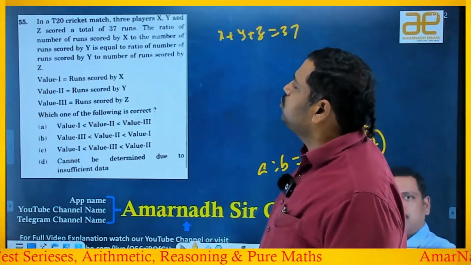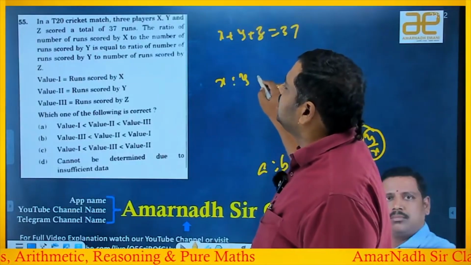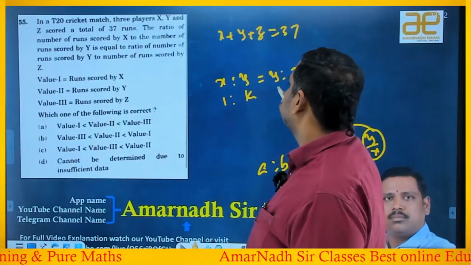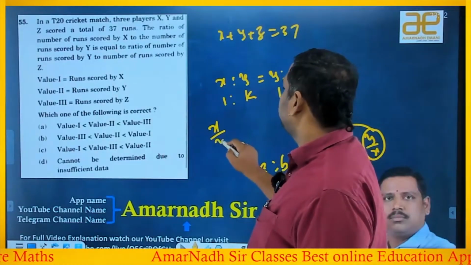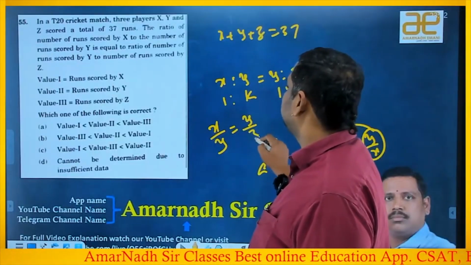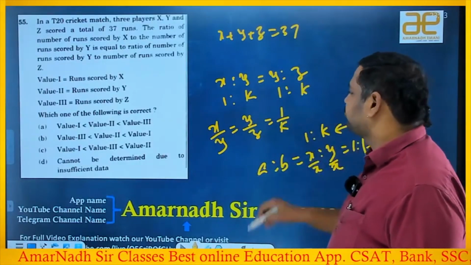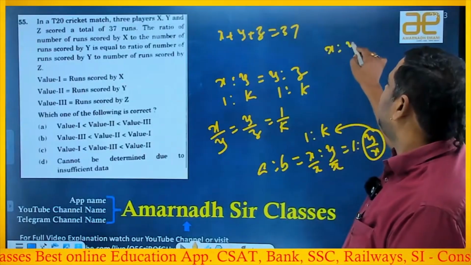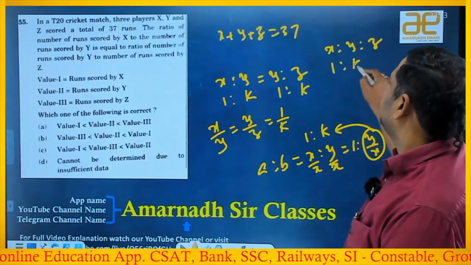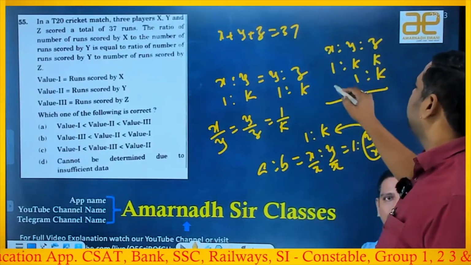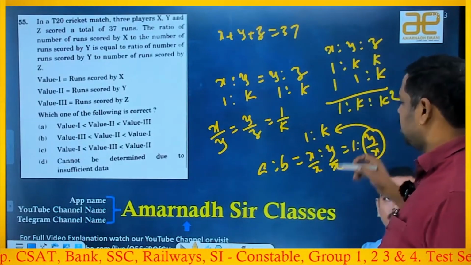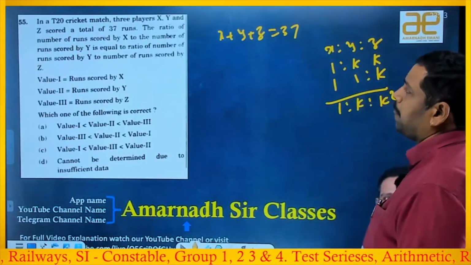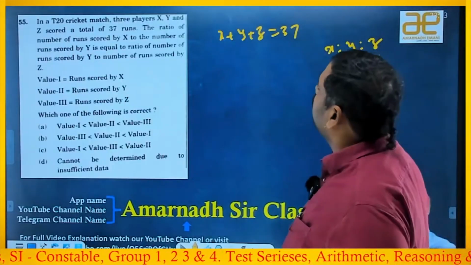Now if you observe, the ratio of X to Y is equal to Y to Z. If it is 1 is to some constant K, this is also 1 is to K, right? That means X by Y is equal to Y by Z is equal to 1 by K. So X, Y and Z will be 1 is to K and K to K square. The point you have to understand is 1 is to K square. Now the total runs is 37.